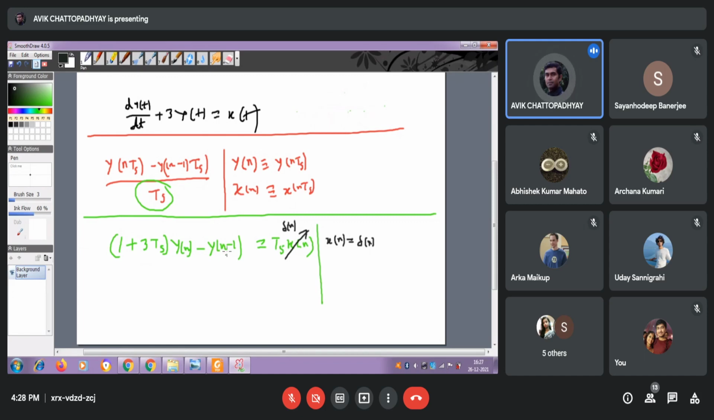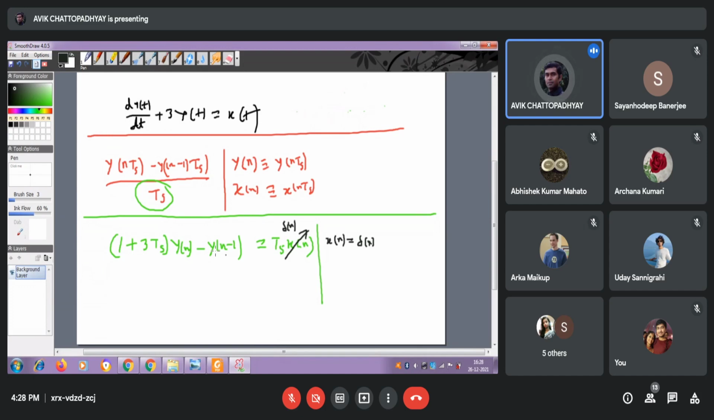y of -1. Now what is y of -1 for any system? Y of -1 is basically nothing but the initial condition for that system. And it is already given that the differential equation describes a causal system. That means this y of -1 should always equal 0. So the initial condition should be 0. So y of -1 is 0.